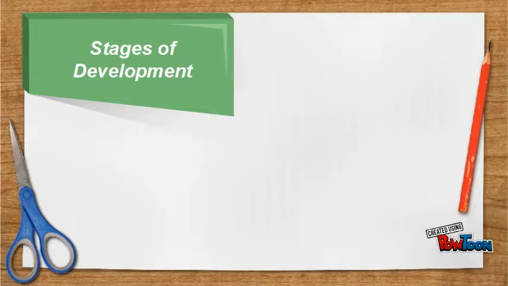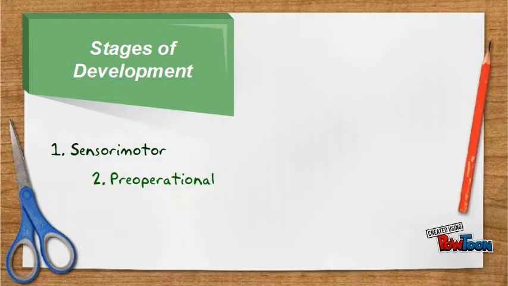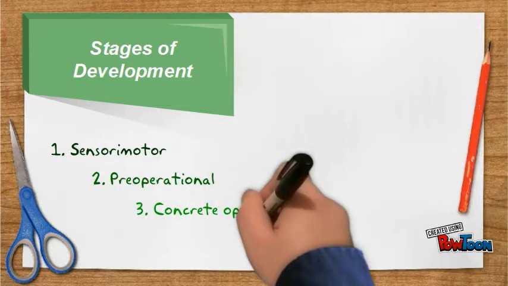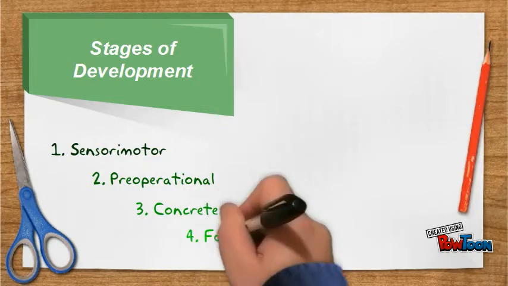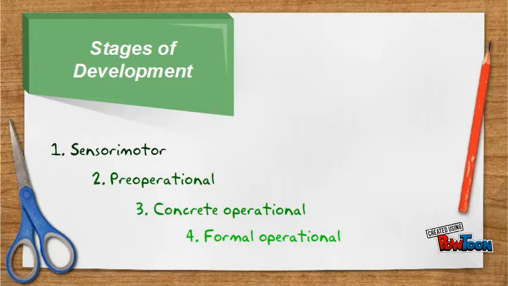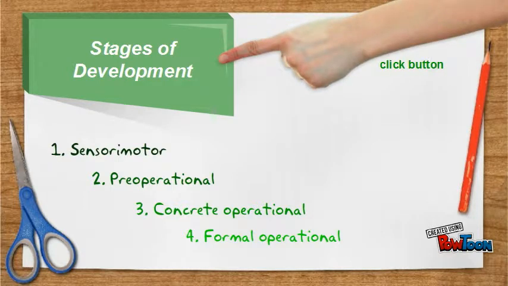The third component is the stages of development. Piaget believed that learning was directly related to level of maturity. These stages are sensory motor, pre-operational, concrete operational, and formal operational.